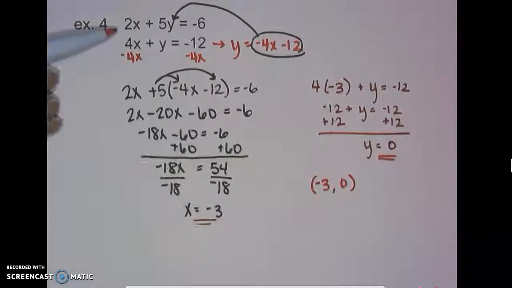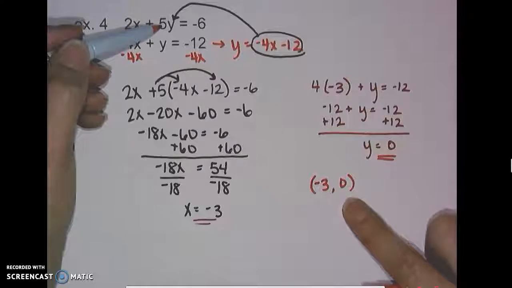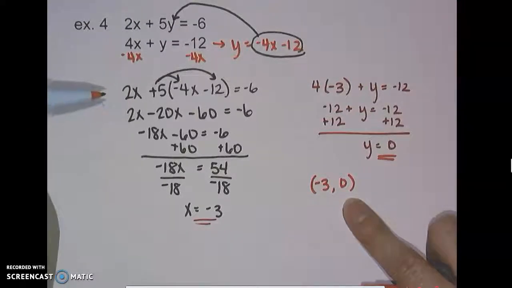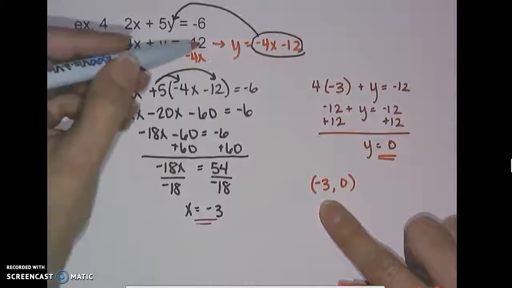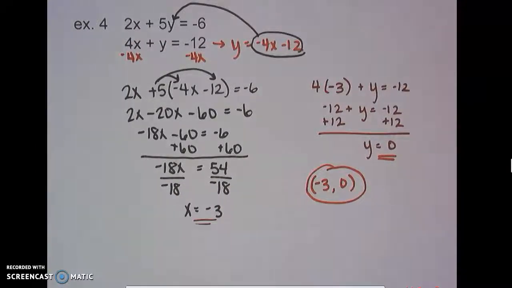Again, if we check them in the original equations, it should still work. So 2 times negative 3, that's negative 6. 5 times 0, that's 0. Negative 6 plus 0 is negative 6. It works there. 4 times negative 3 is negative 12. Plus 0 is going to be negative 12. So it works in both equations, and that is our solution.